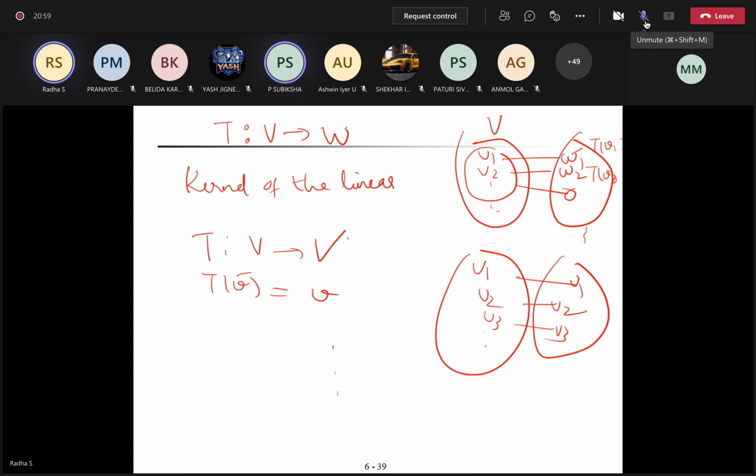Zero will be mapped to 0. Yes, correct. 0 alone is mapped onto 0. Other than 0, if you take any other element, it will be mapped onto itself, right? Moreover, you have to remember, a linear transformation takes the 0 vector of the domain to the 0 vector of the codomain. That you always have to remember. So at least 0 will be mapped onto 0. So the kernel of this linear transformation is only 0.